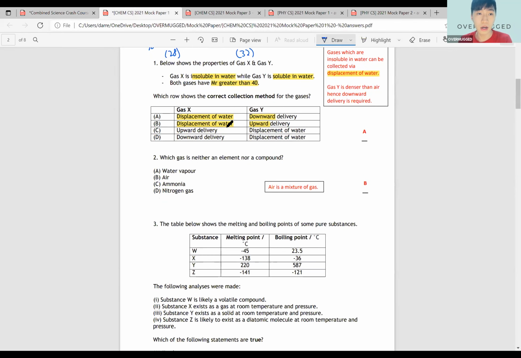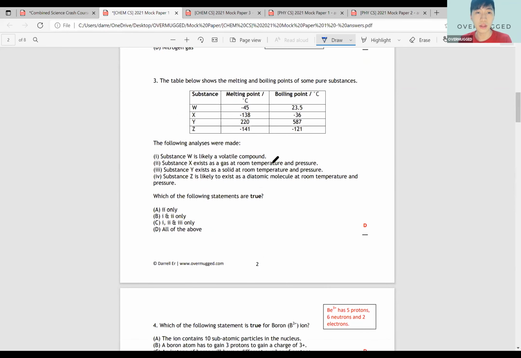Question two, which gas is neither an element nor a compound? This one's also pretty straightforward because you need to know that air is a mixture of gases. So if it's a mixture, it's neither an element nor a compound. So the answer is B. Now, question three, we are given some melting and boiling points.